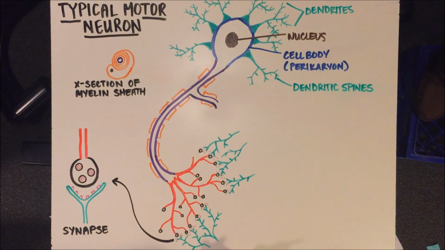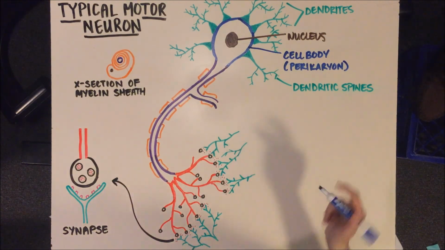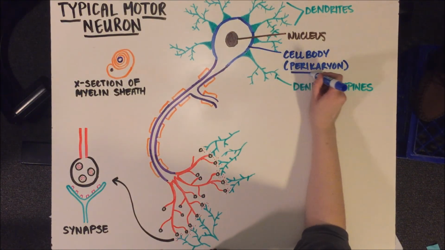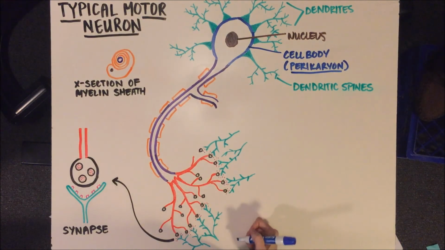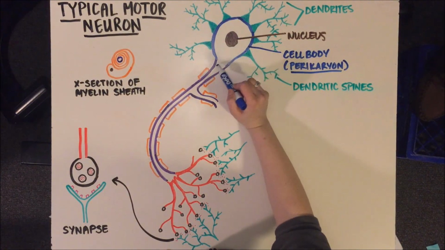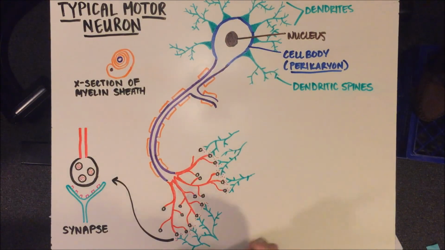This is a multipolar neuron. There's also uni and bipolar neurons, but we're not going to cover them right now. So first of all, we have the cell body, which is right here. This is also called the perikaryon. That's like a technical name for it. This houses the nucleus as well as other cell organelles in the cytoplasm here. I didn't draw them for simplicity's sake.